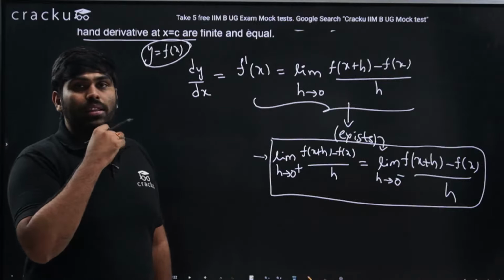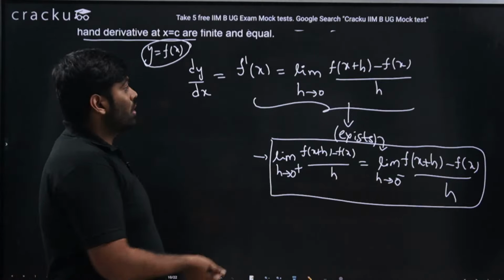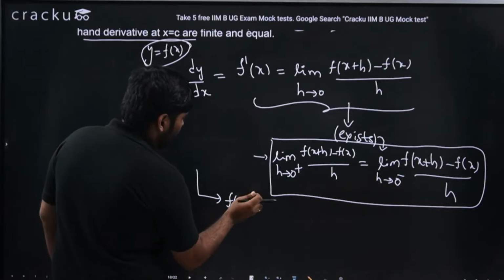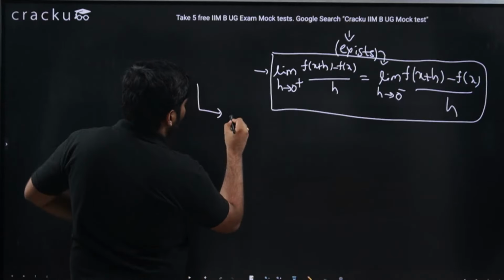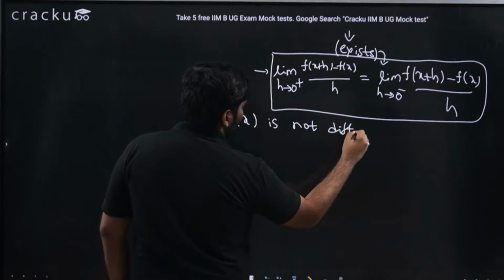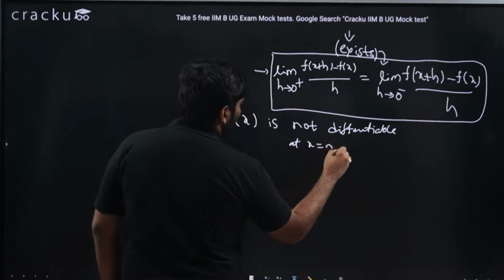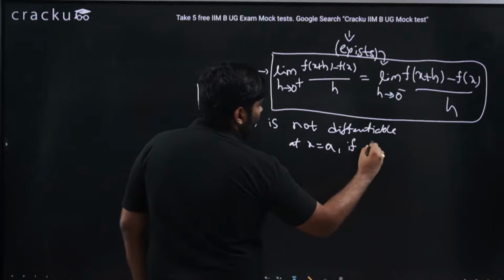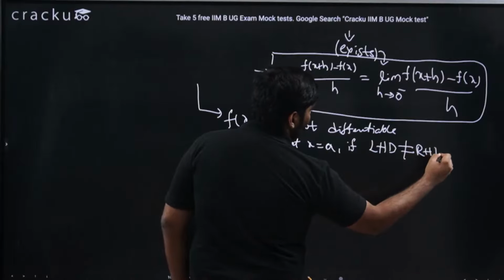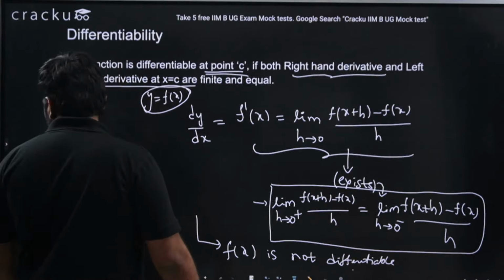It is pretty much possible that in the very first place, the right hand derivative and left hand derivative are not even equal. So that limit does not exist. In that case, you would say f of x is not differentiable at that particular point. Not differentiable at x equal to a if the left hand derivative is not equal to the right hand derivative. So we will take an example for you to understand better what exactly I am referring to.